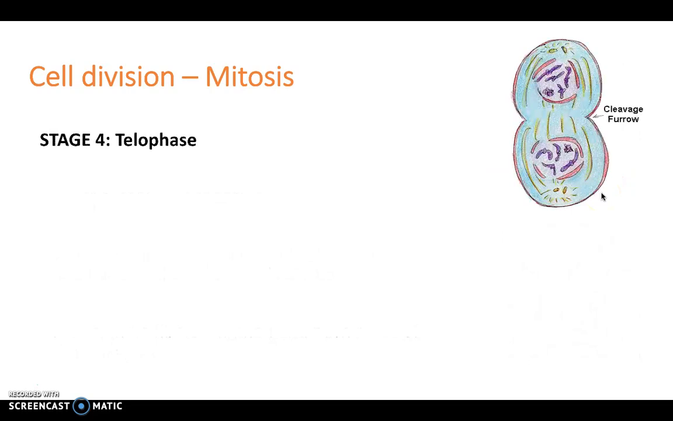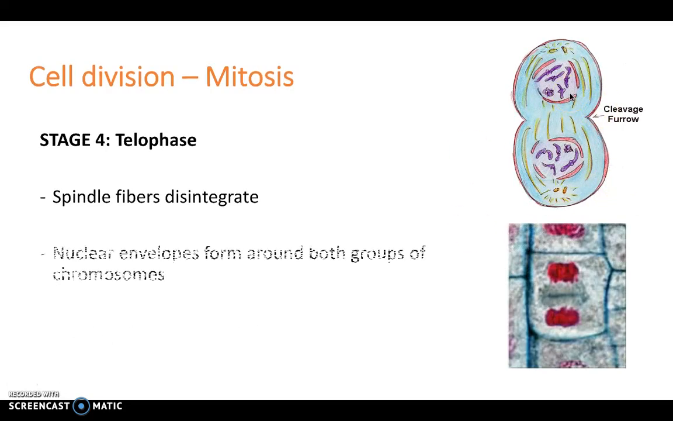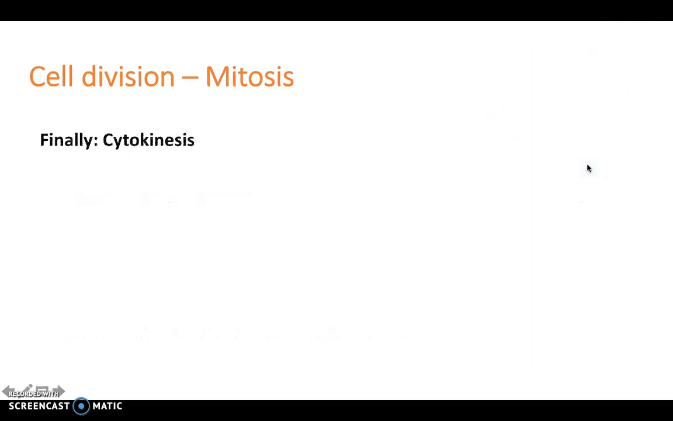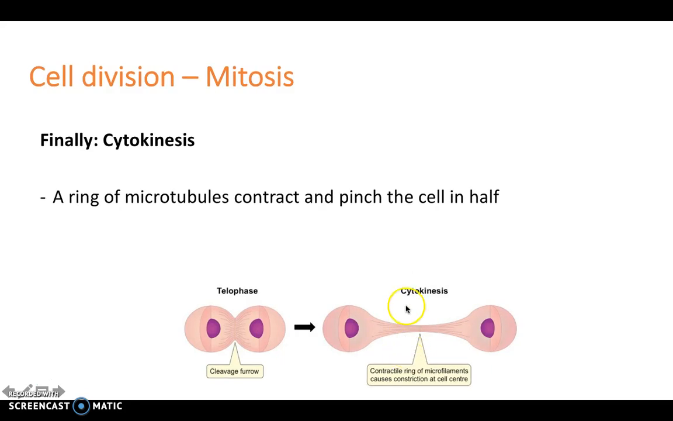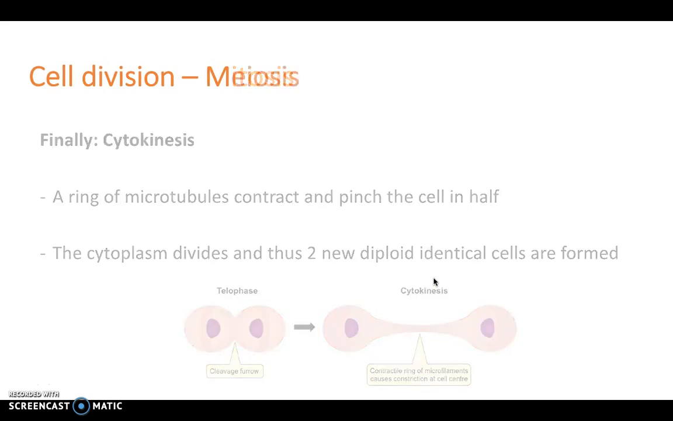And lastly we have telophase, and this is where they're properly separated now, so spindle fibers disintegrate and the nuclear envelopes form around both groups of chromosomes. Be aware that the cytoplasm has not divided at this point. The chromosomes will revert to their extended state now, and eventually we have cytokinesis, which is the splitting of the cytoplasm, and a ring of microtubules contract and pinch the cell in half, and therefore we have two new diploid, in other words, full number of chromosomes, identical cells formed.